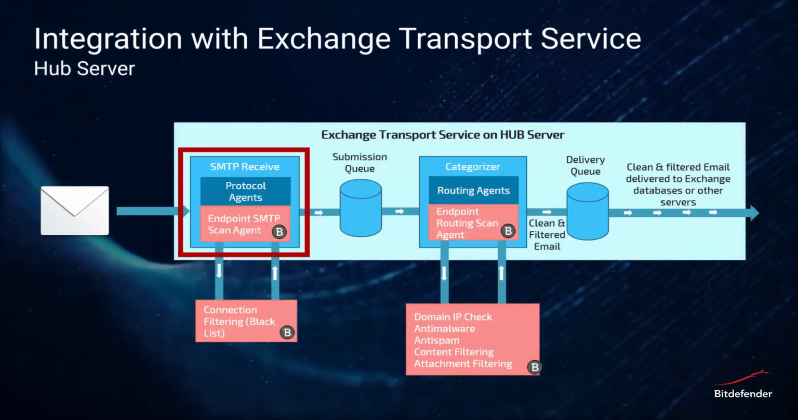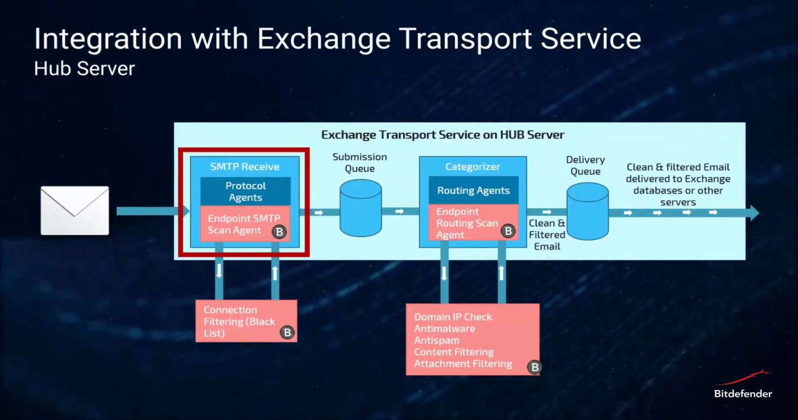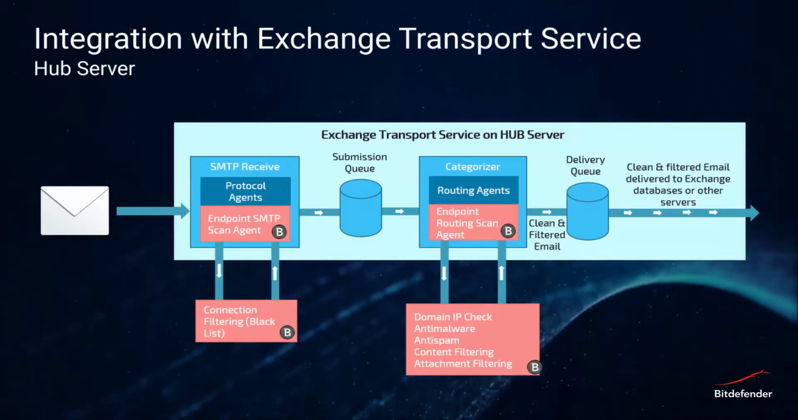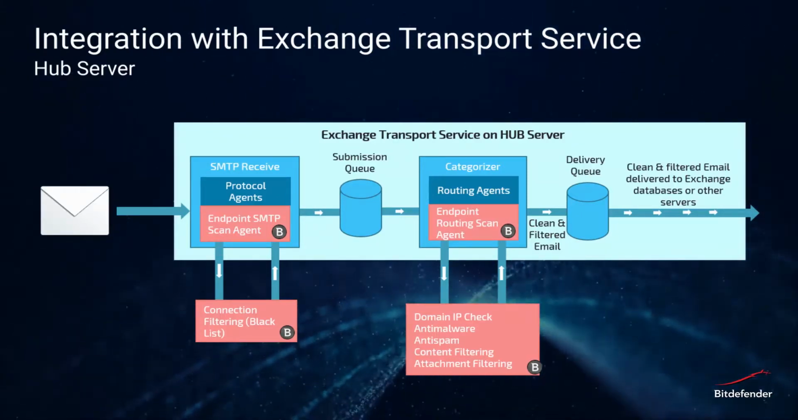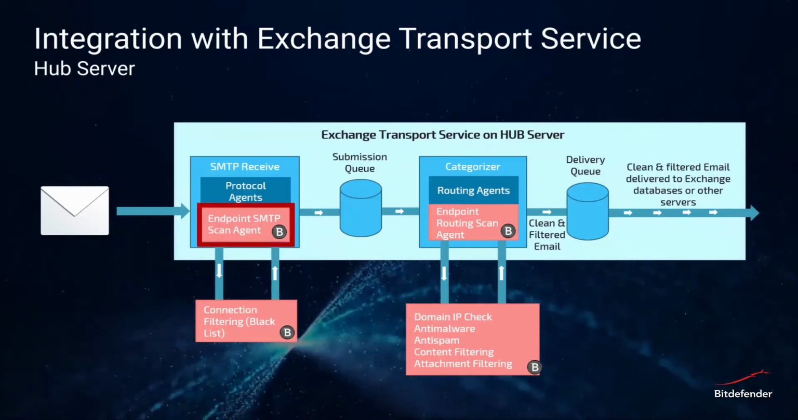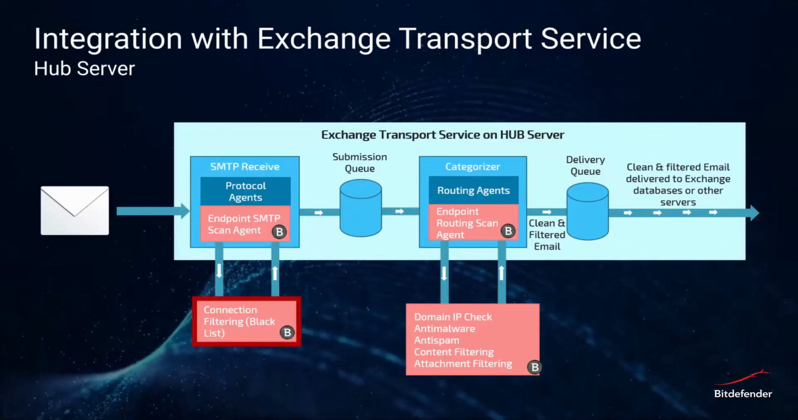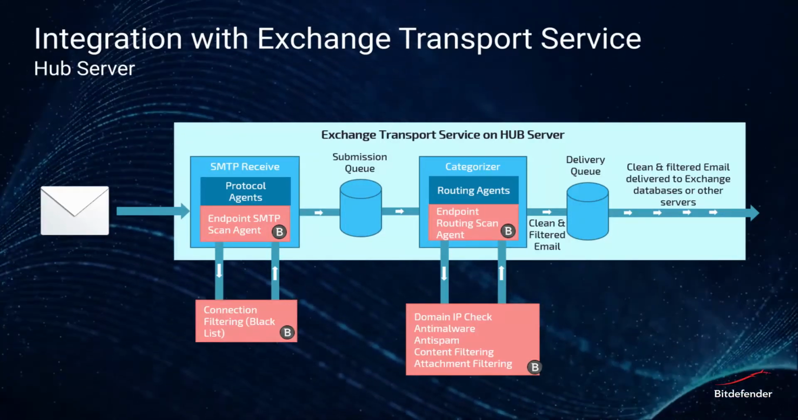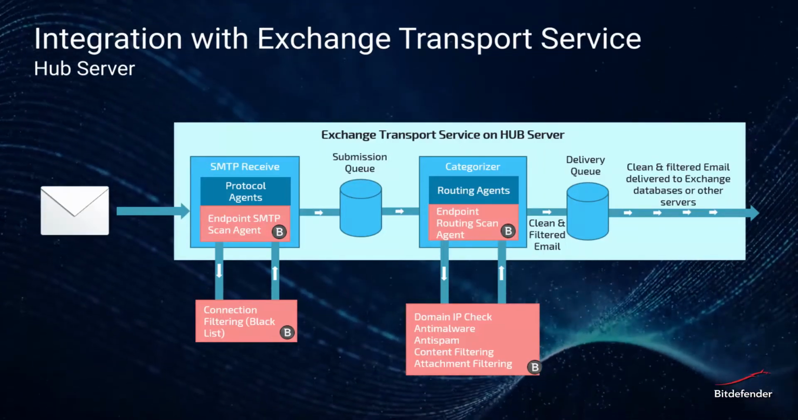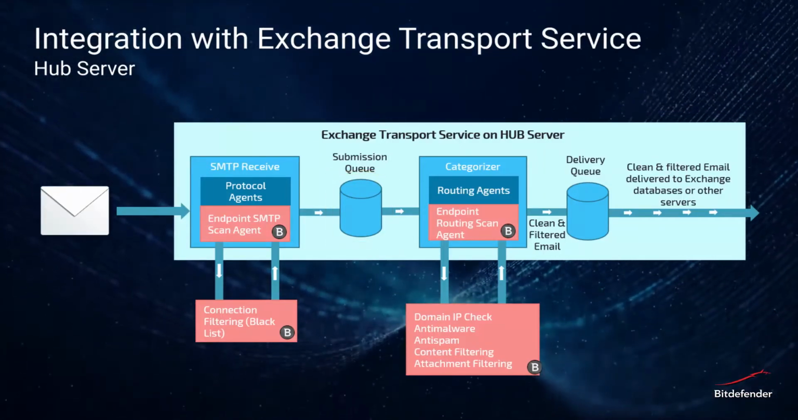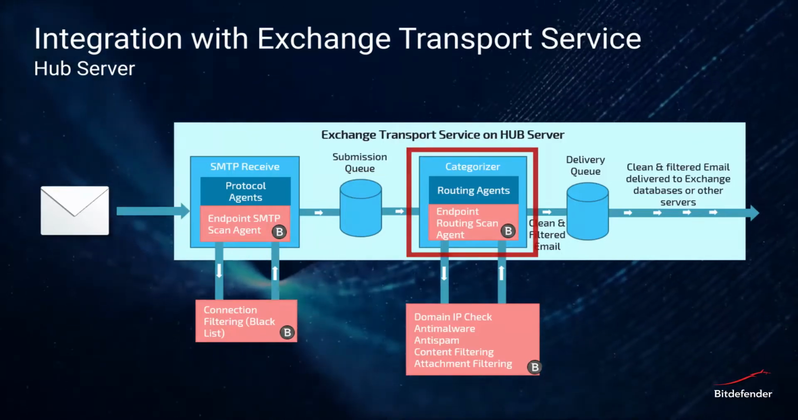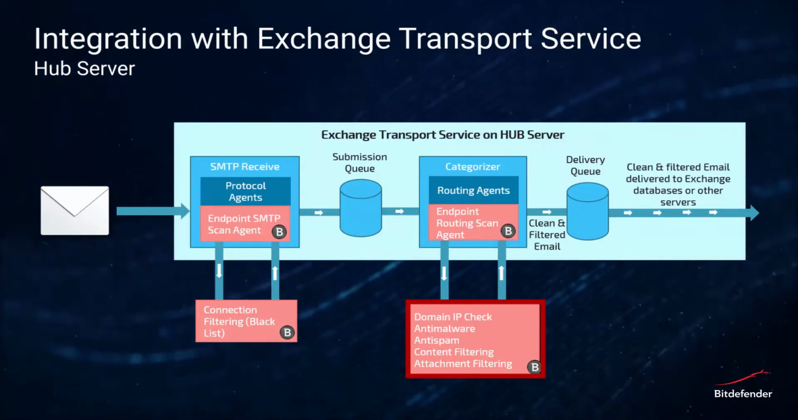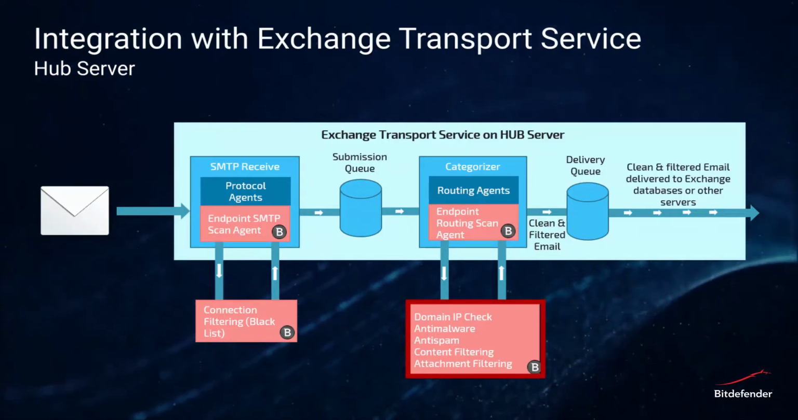The SMTP scan agent is installed in the SMTP receive connector, which handles the emails received by the transport service. SMTP receive passes email connection information to the endpoint SMTP scan agent, which then sends it to the connection filtering module of Bitdefender Exchange Protection. If the email was not rejected by SMTP receive and installed agents, it is put in the submission queue. The email is then picked up by the categorizer, which through the endpoint routing scan agent, sends it to the Bitdefender scan and filtering modules, where it is checked for threats or unwanted or banned content.